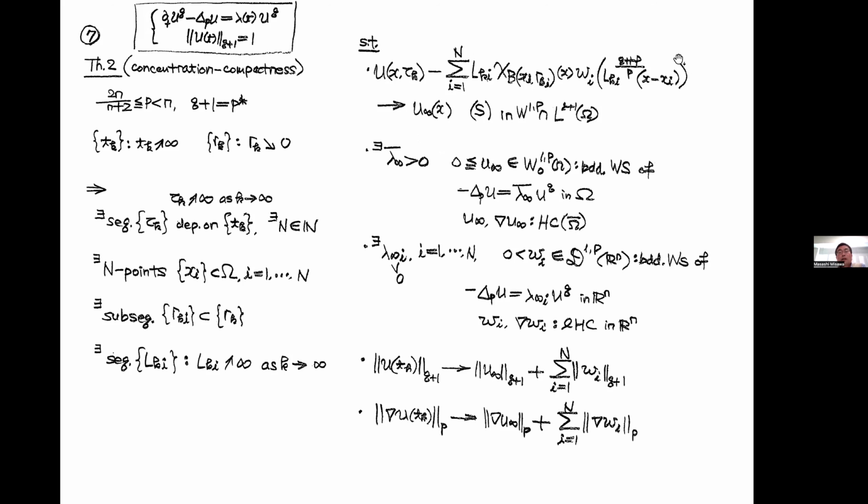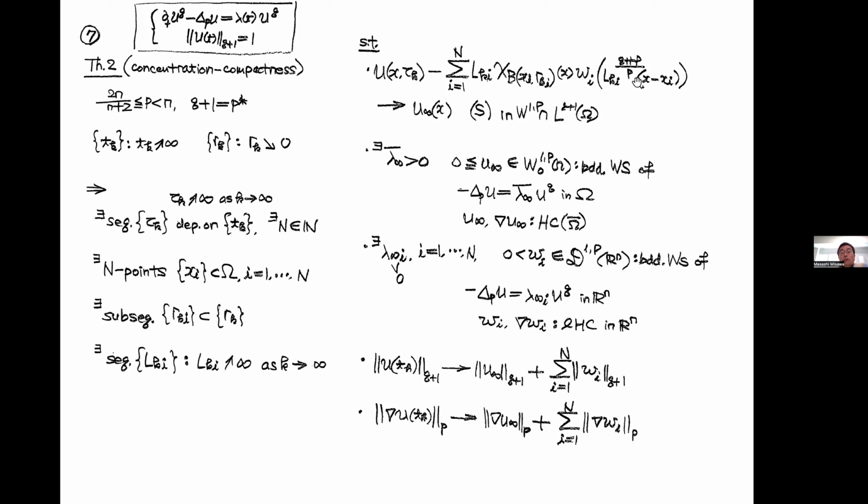The remainder term is given by a concentration quantity. U infinity is a non-negative bounded weak solution of the corresponding stationary equation in omega. The lambda infinity bar is a positive constant here. And U infinity and the gradient of U infinity are uniformly Hölder continuous in the domain omega.